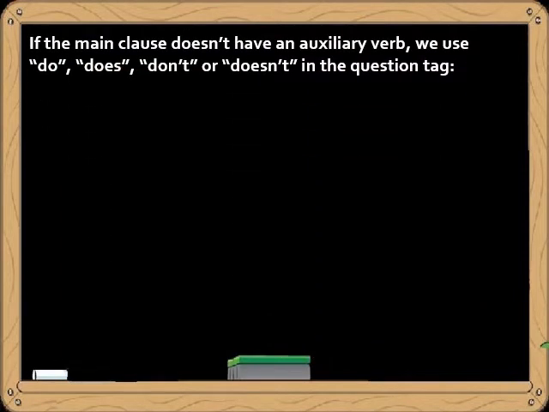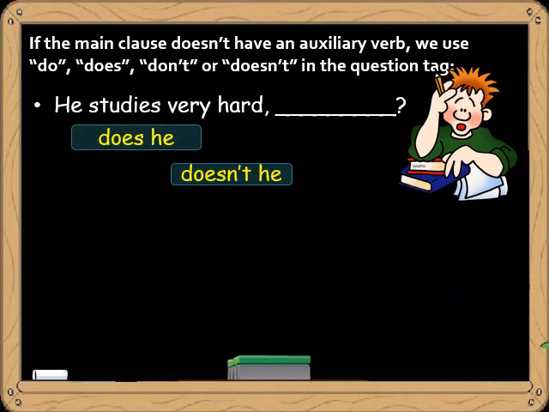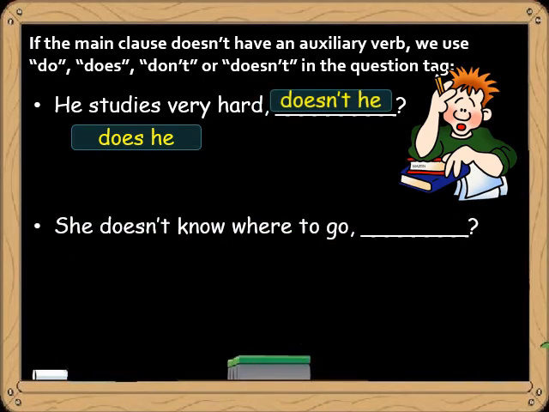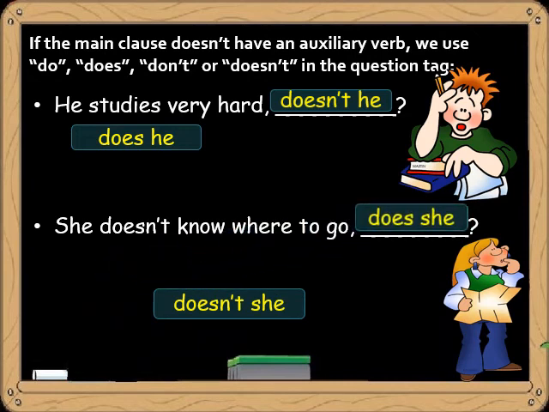If the main clause doesn't have an auxiliary verb, we use do or does, don't or doesn't, or we can use did or didn't for the past. He studies very hard, doesn't he? She doesn't know where to go, does she?